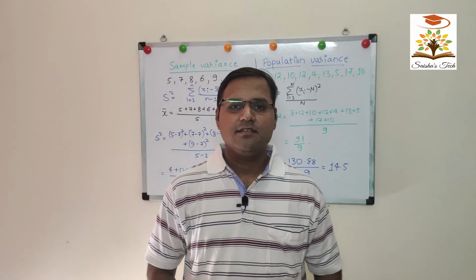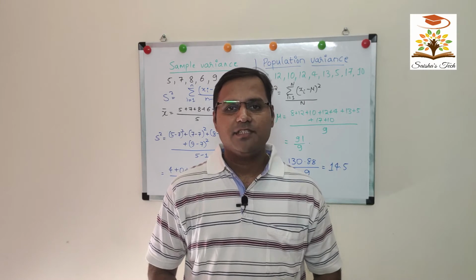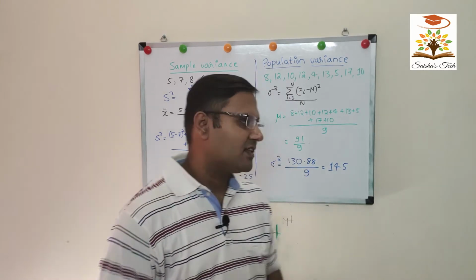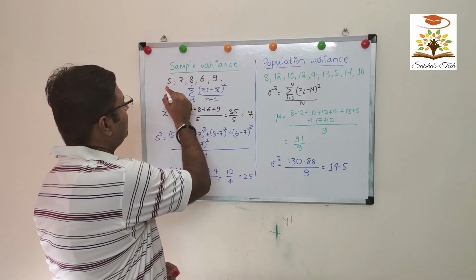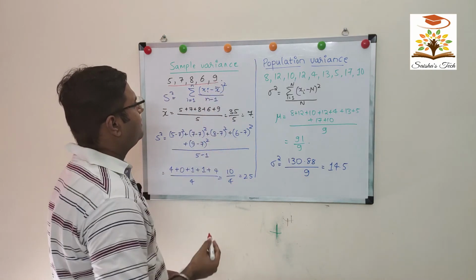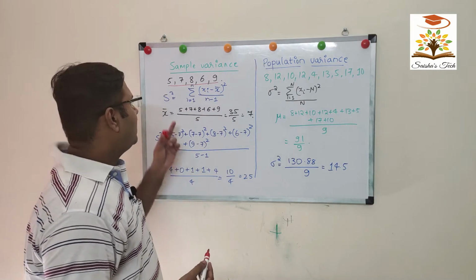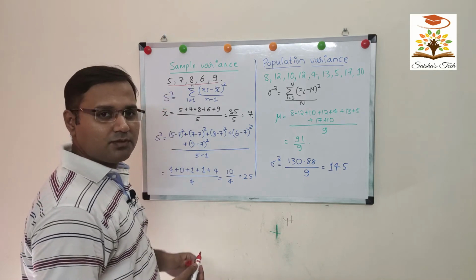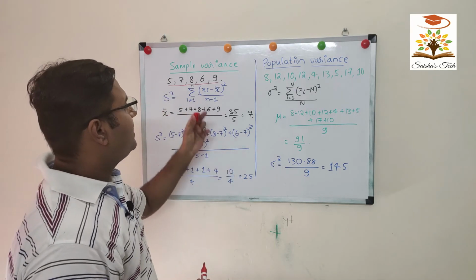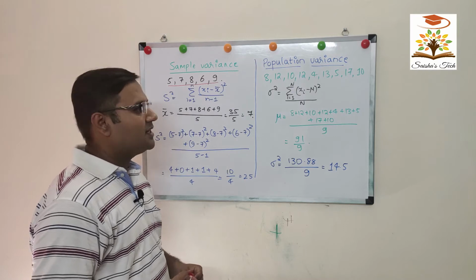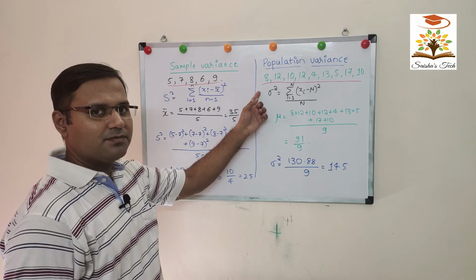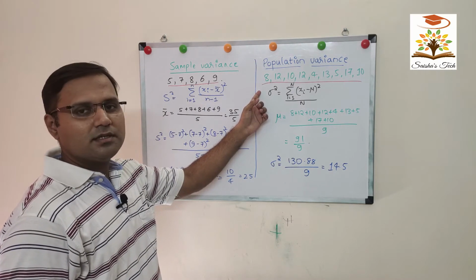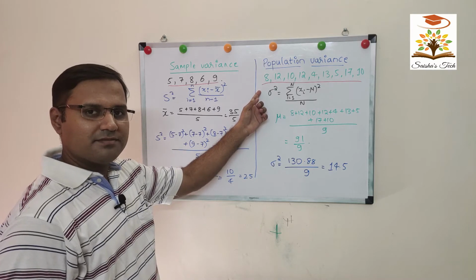Now let us understand the sample variance and the population variance with an example. We have two data sets. One is 5, 7, 8, 9, 6, 9, which can be the heights of the people in the classroom, or it might be the age of the people in the room. Similarly, we have data set 2, which can be the age of the children in the society.